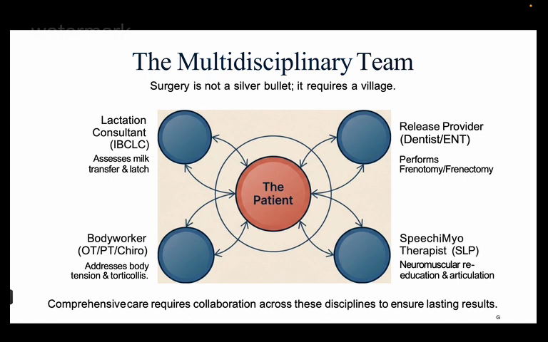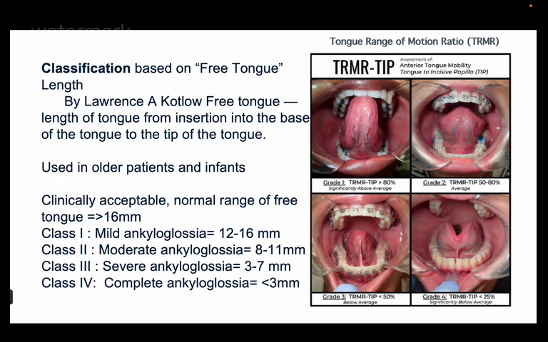Unless it is addressed, the tongue tie will not go away by itself as age advances. Next will be the speech therapist, who will work on neuromuscular re-education and articulation for the kids so that the pronunciation becomes very good. And then the person who addresses body tension and torticollis. So comprehensive care requires collaboration across these disciplines to ensure lasting results.